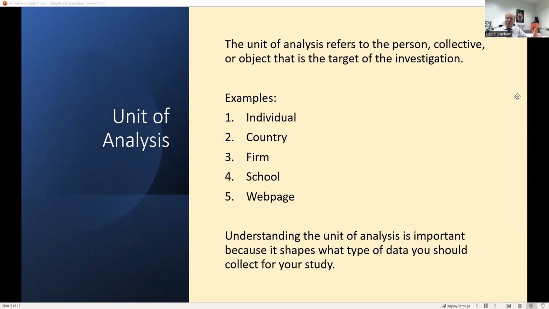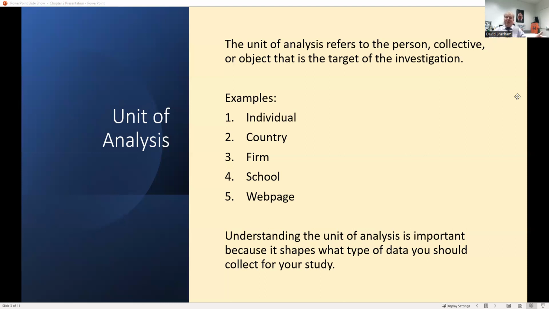In comparative politics, a lot of times the unit of analysis is a country, where we compare one country to another to see what they're doing policy-wise, what demographic variables in those countries have an effect on certain political or social issues. It could be a firm, like you can study corporations.